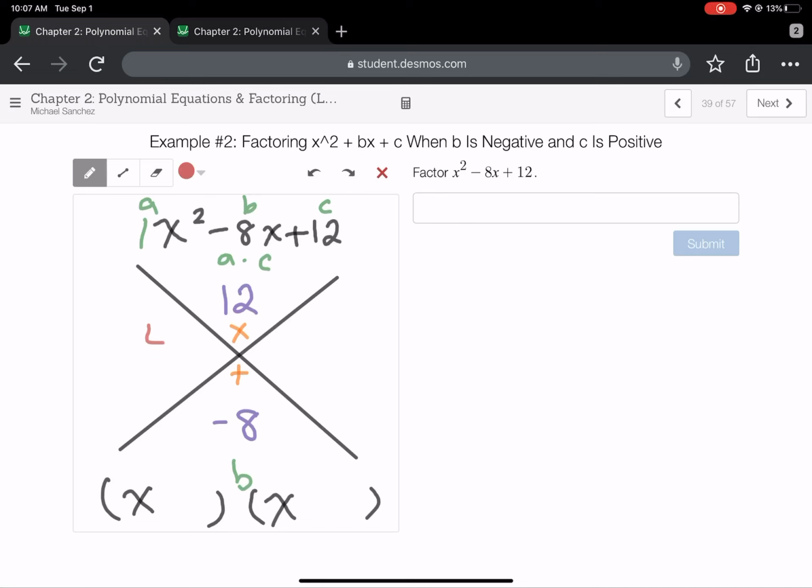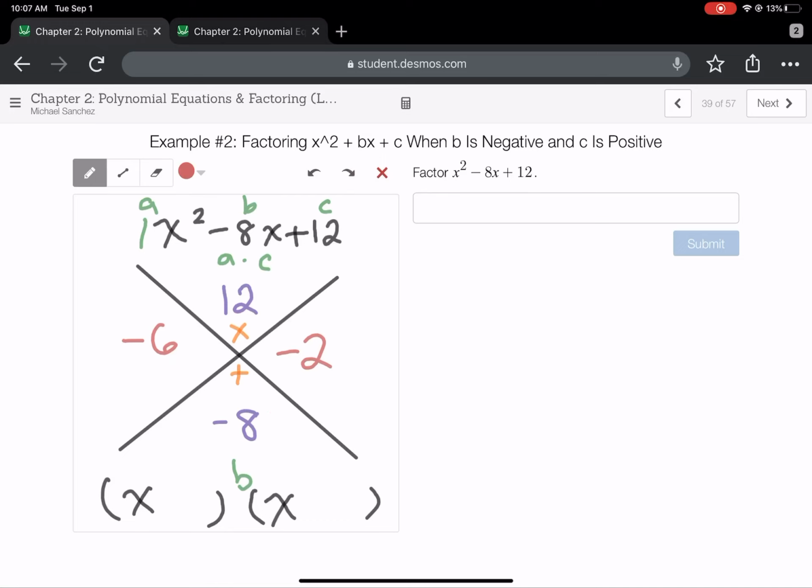So that doesn't work. So let's try 6 and 2, right? 6 times 2 gives me 12. 6 plus 2 gives me a positive 8. Okay, so that's close enough. So now we're going to have to make some changes, right? I need them to add up to a negative 8, but 6 plus 2 gives me a positive 8. So what if I make this negative? Well, now that's going to give me negative 4. But if I make both of them negative, okay, negative 6 plus negative 2 gives me a negative 8.